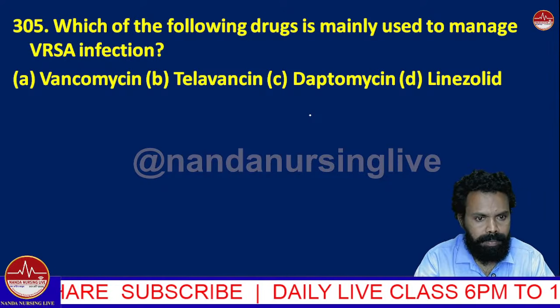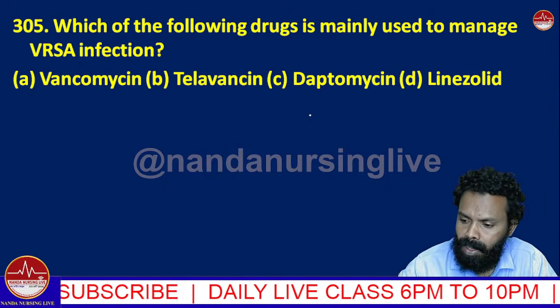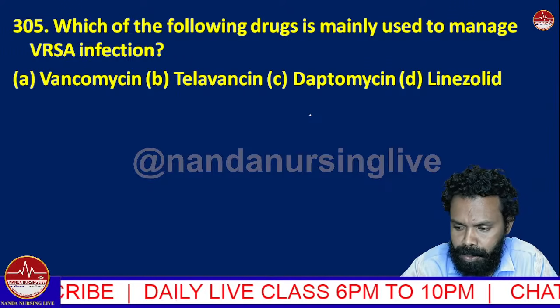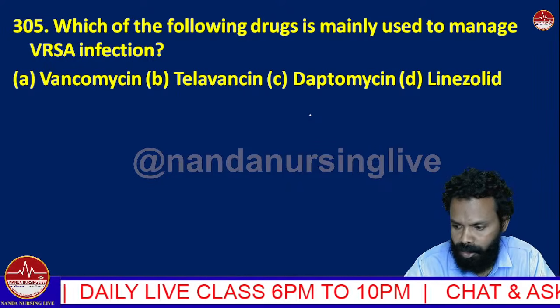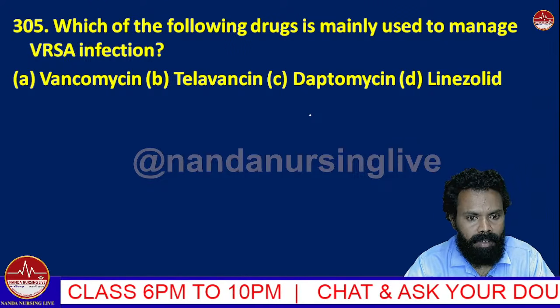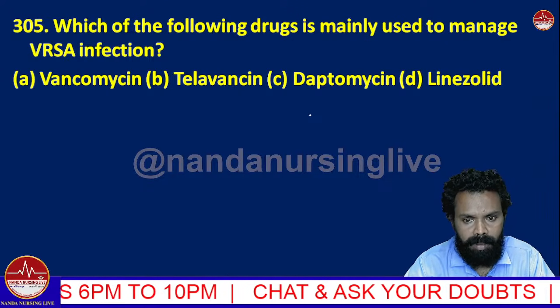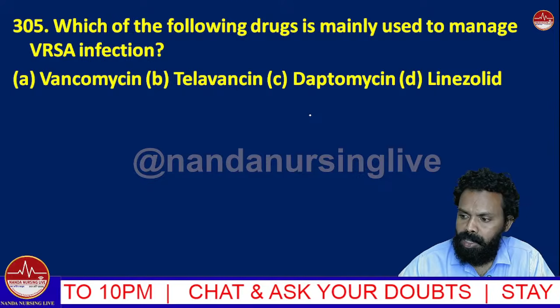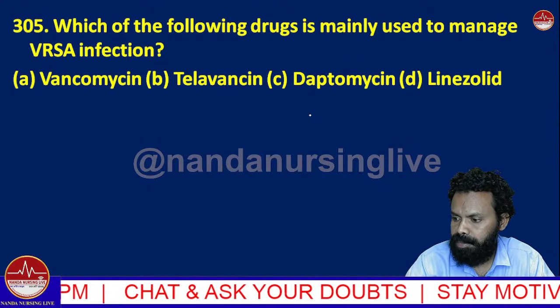Next question, question number 305. Which of the following drugs is mainly used to manage VRSA infections? Option A vancomycin, option B telavancin, option C daptomycin, option D linezolid. So which option is the correct answer, beta?